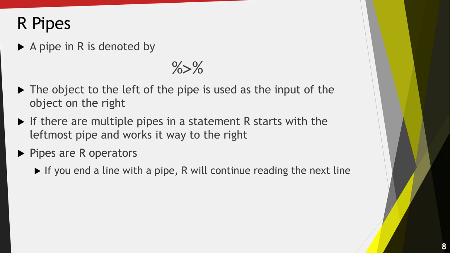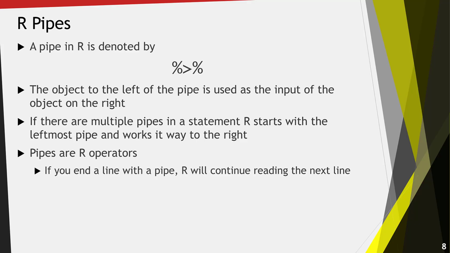In R, the pipe is denoted by this sequence of symbols here: a percent sign, a greater than sign, and another percent sign. The object on the left-hand side of the pipe is used as the input for the object on the right-hand side of the pipe. If you have multiple pipes in an R statement, it's going to start at the very left, read through, and work all the way to the right, one step at a time. Pipes are R operators. Like the other operators you're familiar with in R, if you end a line with a pipe, R will continue reading the next line and treat it as part of the same statement.